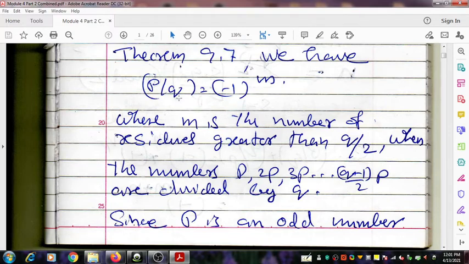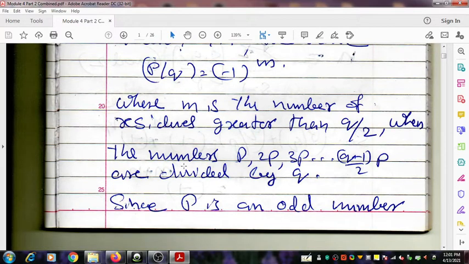The number used after the bar should be considered here for dividing by 2. So we count the number of residues whose value is greater than q by 2, where q is the second prime number in this expression. But how do we count that?